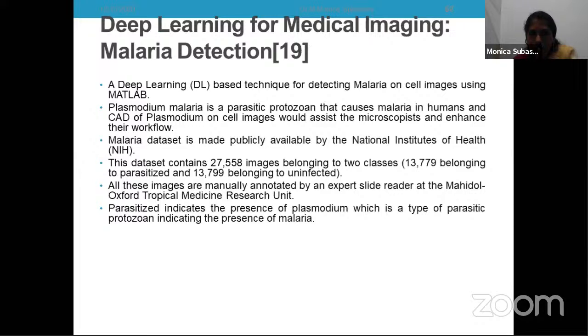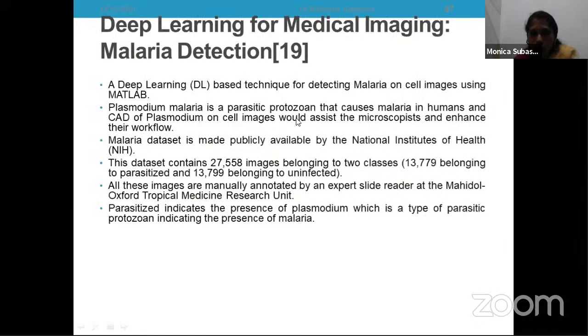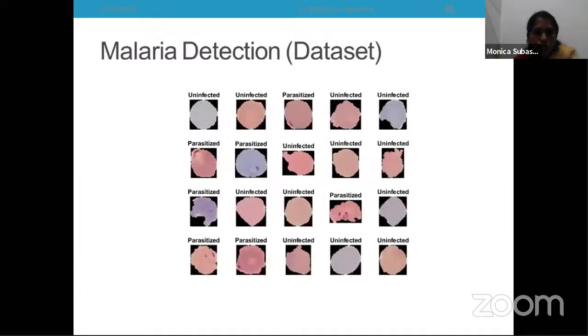This is another research project I came across from the literature, just for your information, for malaria detection. I got the image. This data set showed uninfected and parasite. So what is the problem behind malaria? Plasmodium is a protozoan that causes malaria in humans, and the symptoms would be very rare and we cannot identify it, but it would be visible in the blood sample. So to classify from the blood sample, you can apply deep learning techniques.